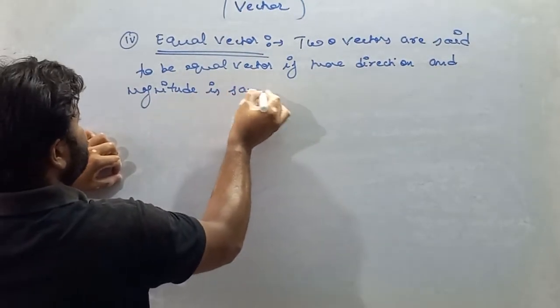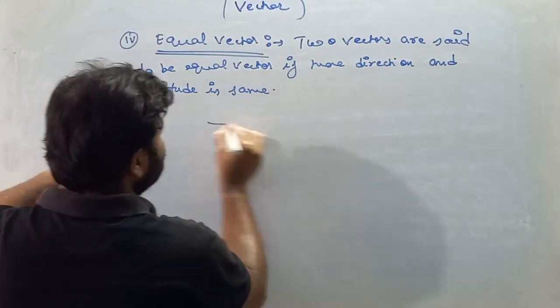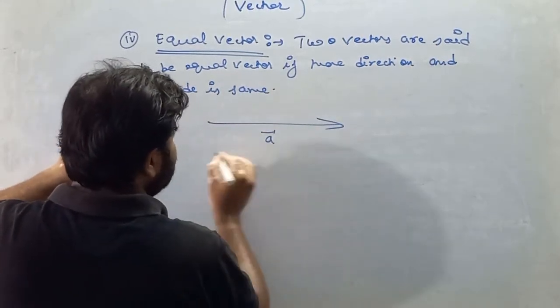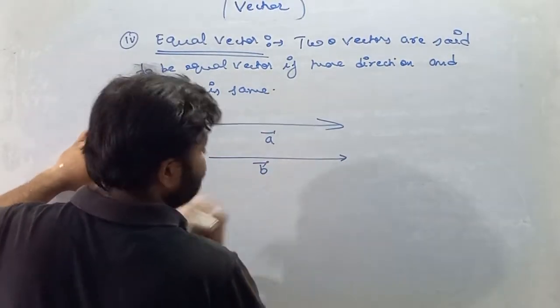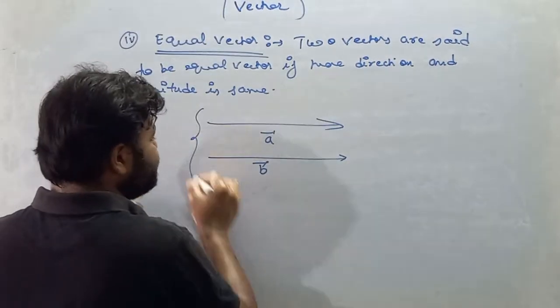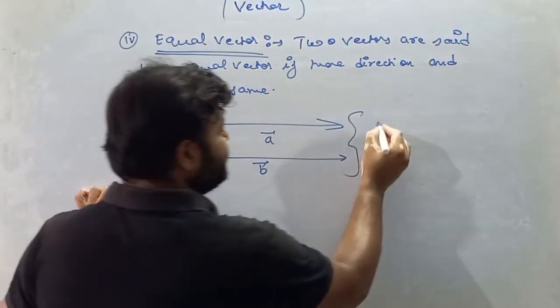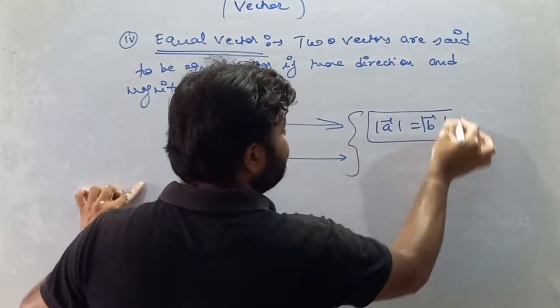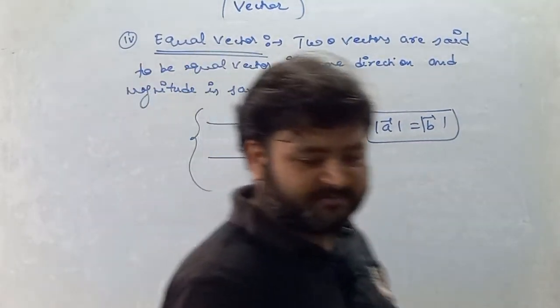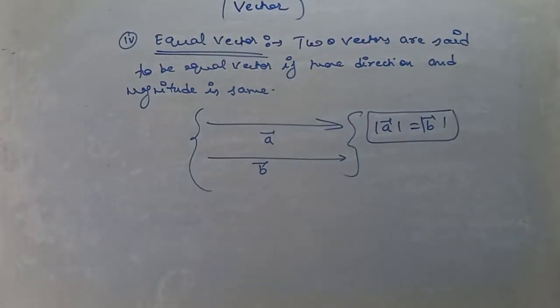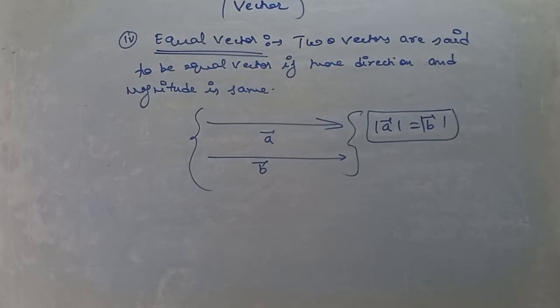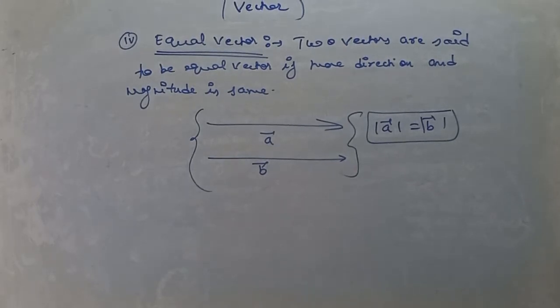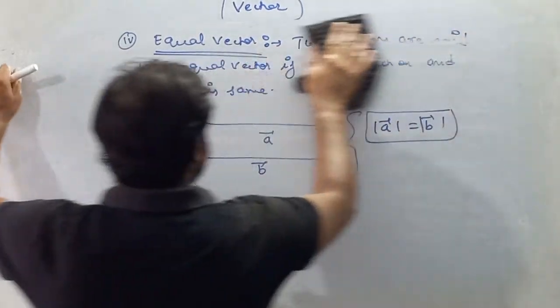So let's suppose we have two vectors, A vector and this is your B vector. Now see, both the vectors are same by magnitude and their direction is also same. So we'll say A vector and B vector are equal vectors. So you have to remember dear student that two vectors are said to be equal if their direction is same and their magnitude is also equal. Then only we'll say two vectors are equal vectors.